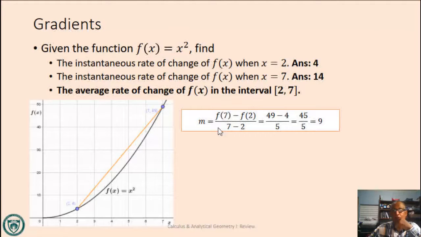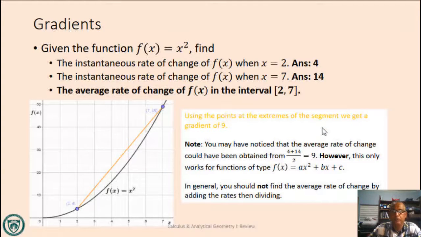So the final value of y is f of 7, the initial value of y is f of 2, the final value of x is 7, and the initial value of x is 2. So when you substitute 7 in this equation and then 2 in this equation, you get 49 and 4. That gives you 45 over 5, which is 9.